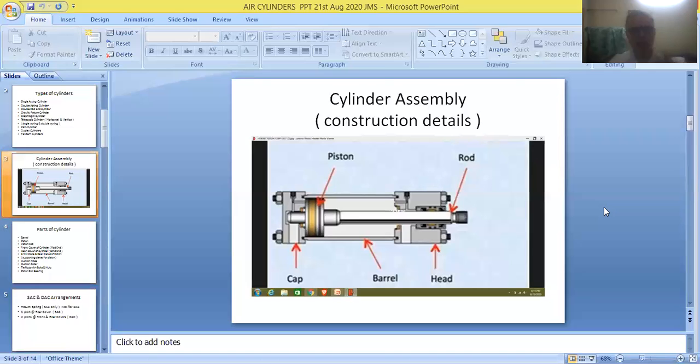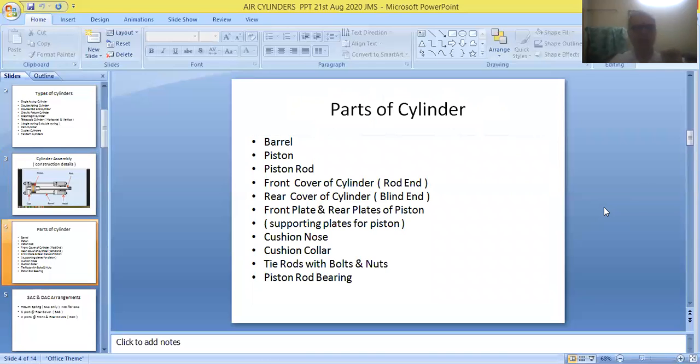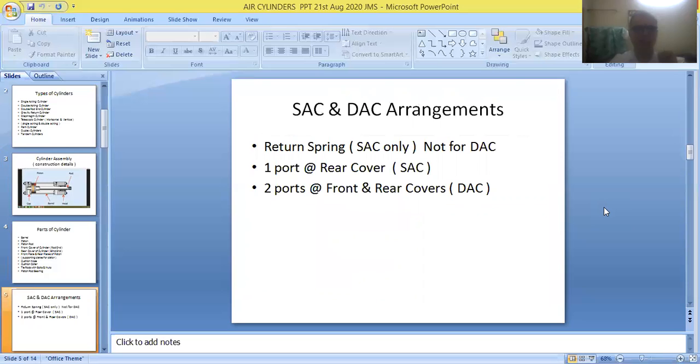So whatever may be the case, in most of the cylinders, we have to provide all these components: cylinder, piston rod, front cover, rear cover, front plate, rear plate, cushion nose, cushion collar, tie rods with bolts and nuts, and bearing for supporting the piston rod, and also a return spring for performing the operation of single acting cylinders.